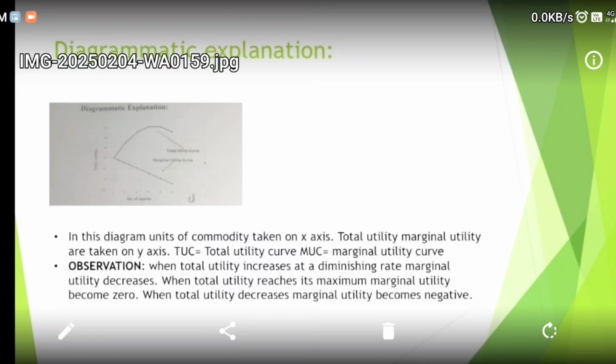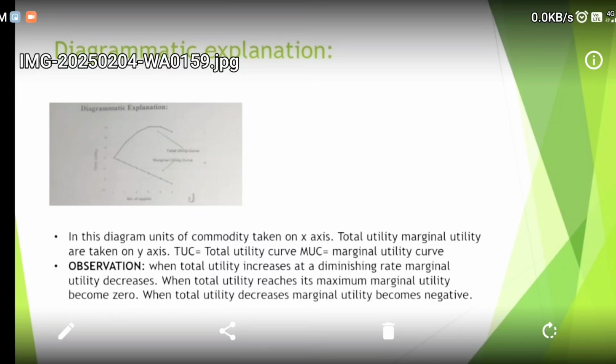So this is explained in a diagrammatic manner. In the above diagram, units of the commodity are taken on the x-axis. Total utility and marginal utility are taken on the y-axis. TUC is the total utility curve, MUC is the marginal utility curve.